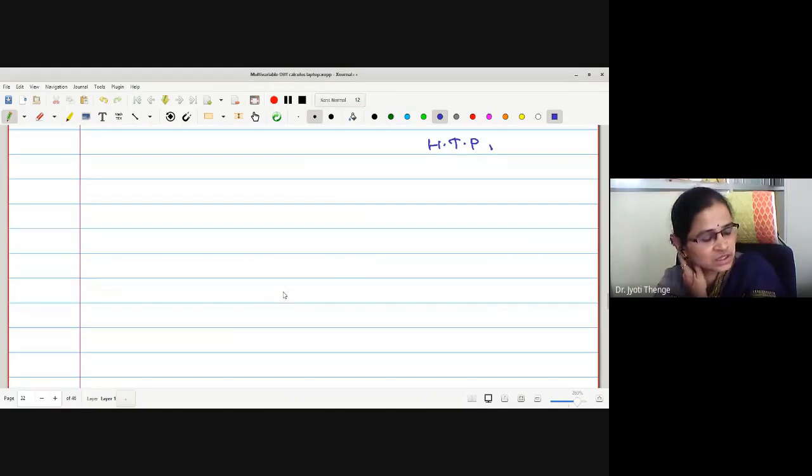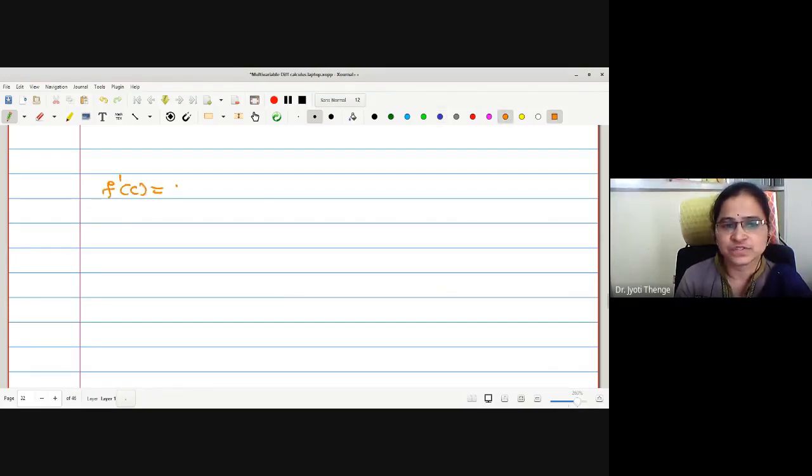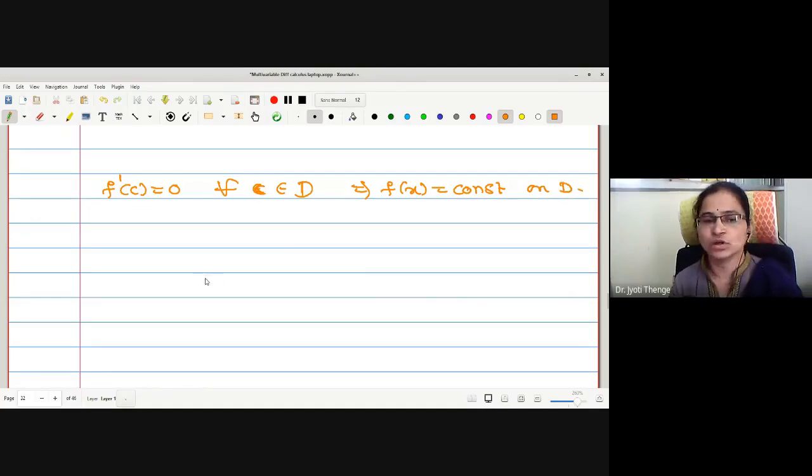Next point is actually a theorem. A concept was known to us for one variable real valued functions: whenever the derivative of a given function is 0, then the function is constant. That is, whenever we write f dash of c is equal to 0 for all c in the domain, say D is the domain, then f of x is constant on the domain.